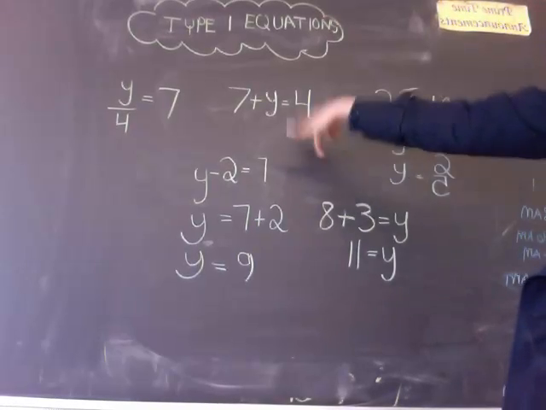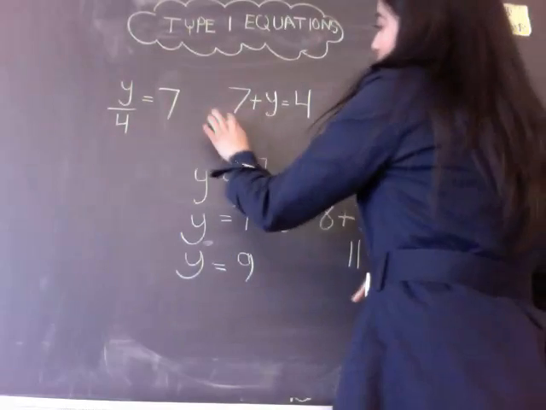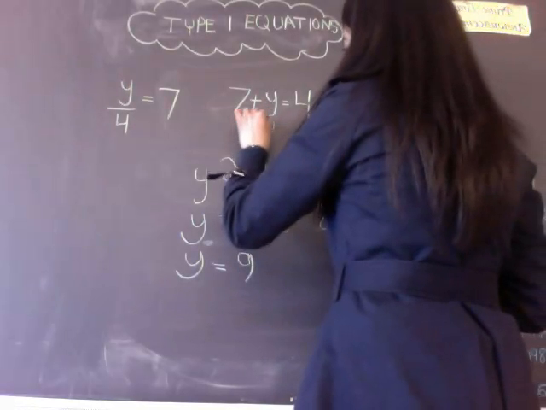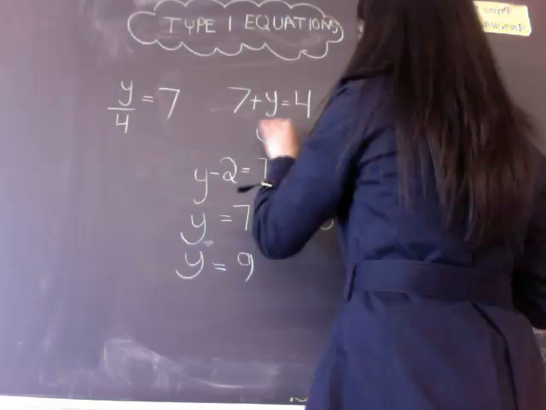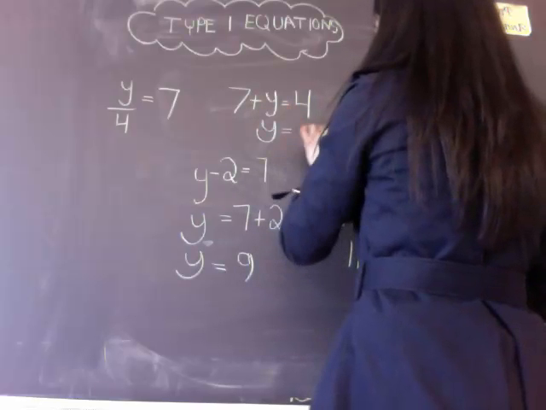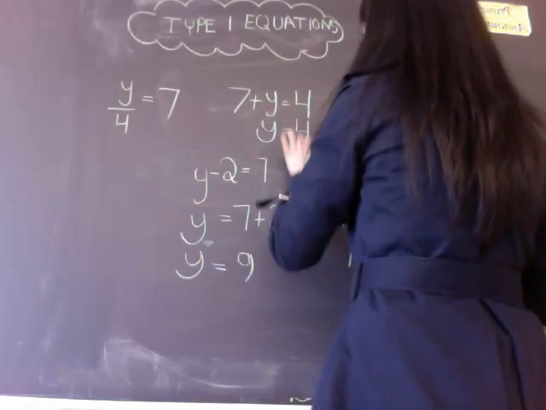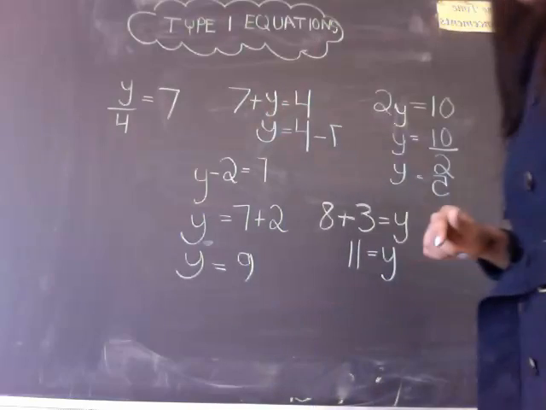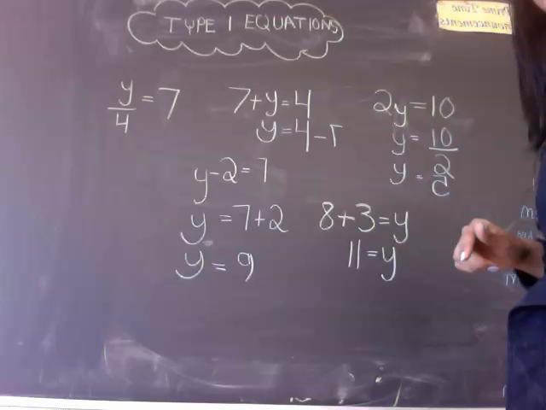Okay, up here we have another question. Because you are adding 7, what you want to do is subtract 7. So we're going to bring 4 to the other side.